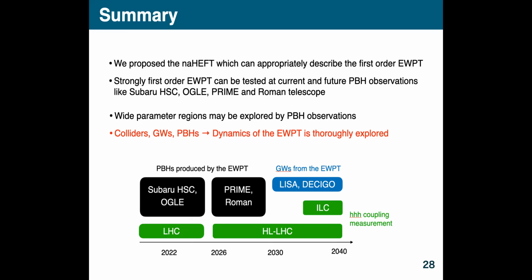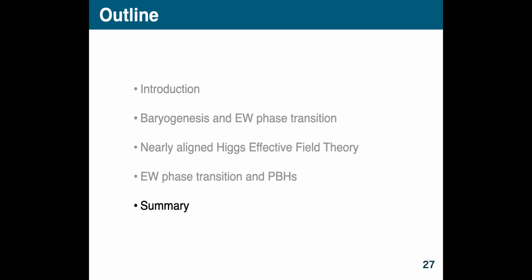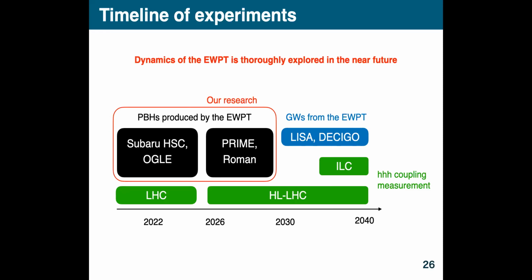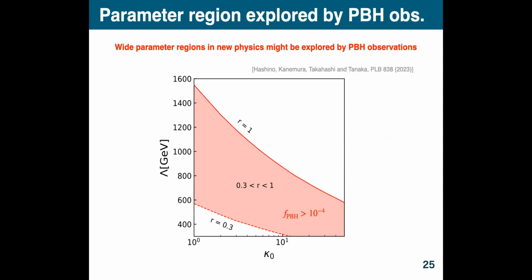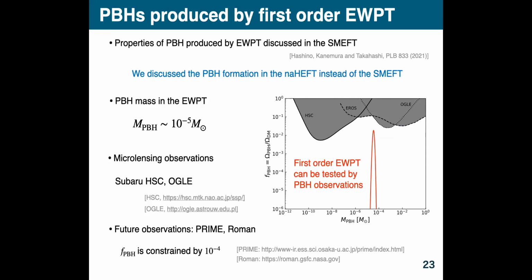How do you detect PBH? Sorry, how do you detect PBH? For the microlensing observation, we use the gravitational lensing effect, the microlensing effect. Okay, so I think my question is, how can you tell whether a black hole is a primordial black hole or not?